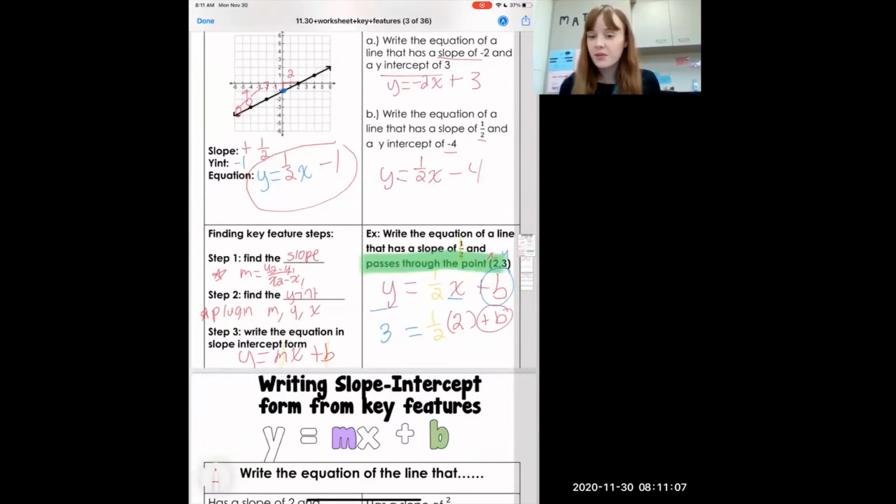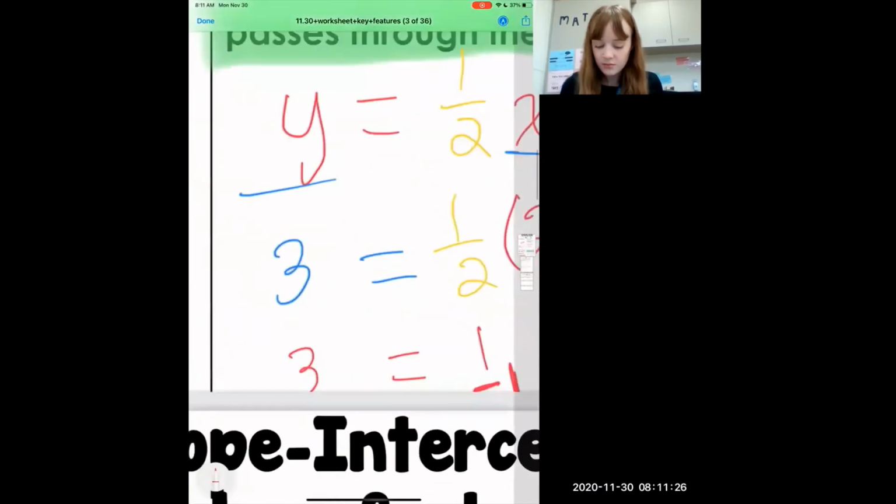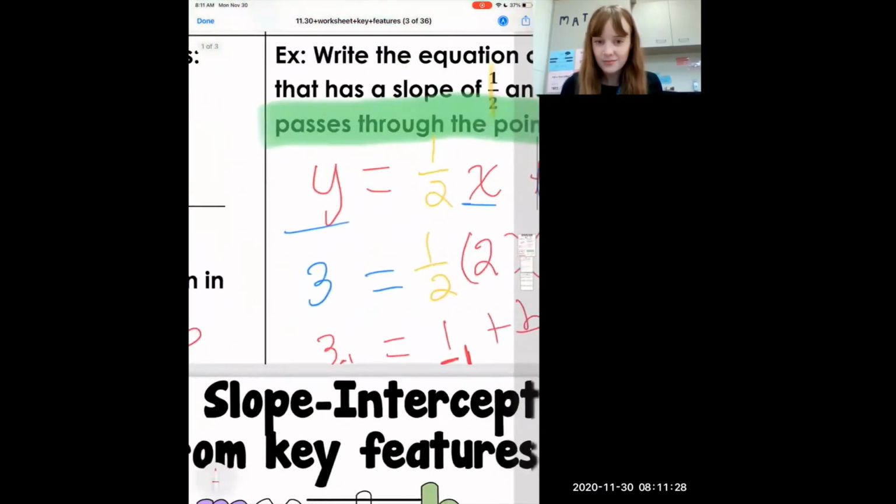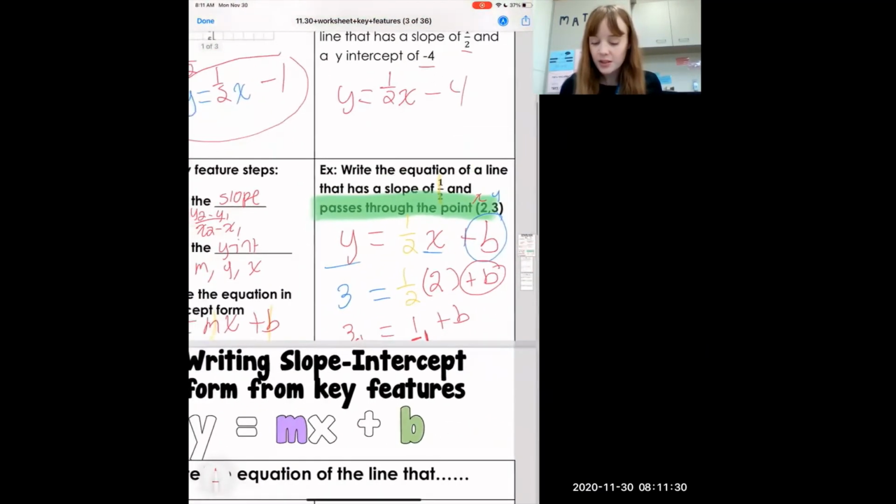So now we're going to simplify it and solve it like a regular equation. First we need to do 1/2 times 2, which is 1. And then we need to decide how to get rid of this plus 1. We do that by subtracting 1 from both sides, minus 1. And that is what's going to give us b equals 2.